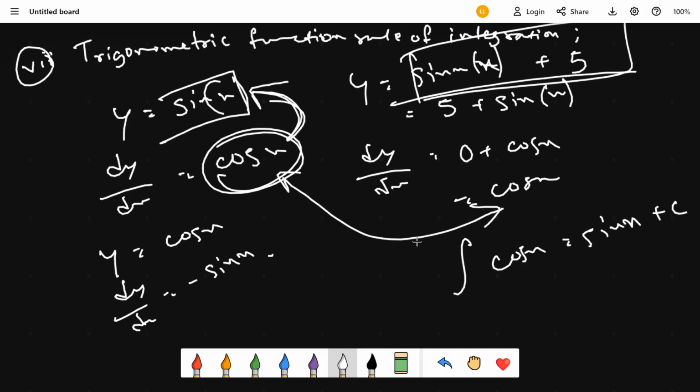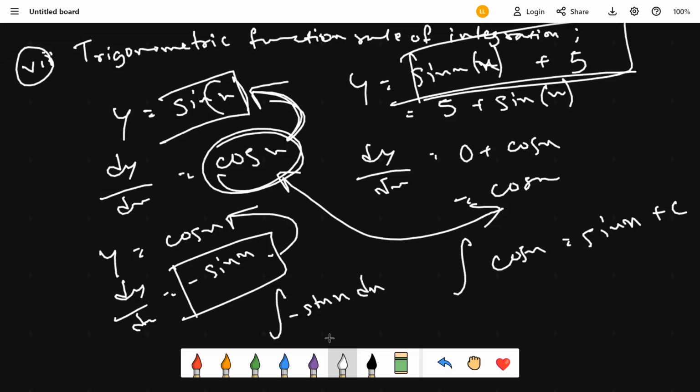Okay. Now, what about negative sine x? That means integrating negative sine x should give us what? Cos x plus some c, isn't it? Now, integrating negative sine x gives us cos x plus c. But what about then positive sine x?